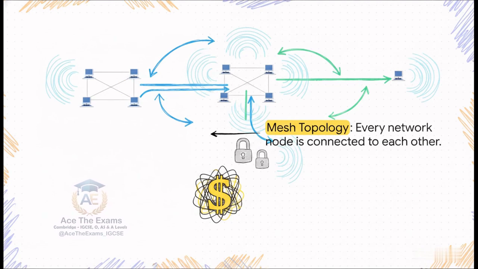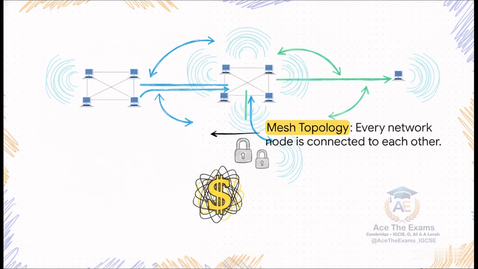Next up, the mesh topology. Every node connects to every other node. When examiners ask about this, they are looking for the word redundancy. A full mesh topology utilizes routing or flooding techniques, so data is almost never lost. If one path fails, the data simply takes another route. It is incredibly robust, but the sheer amount of cabling makes it exceptionally expensive and complex to maintain. Always weigh the cost against the reliability when comparing topologies.